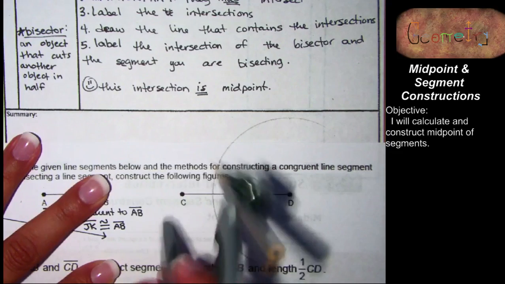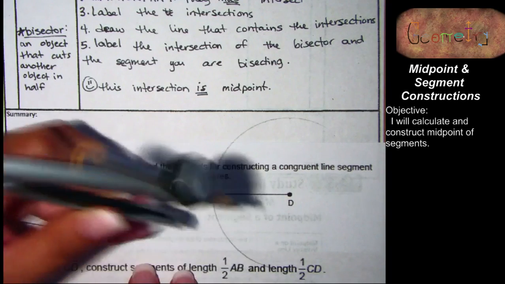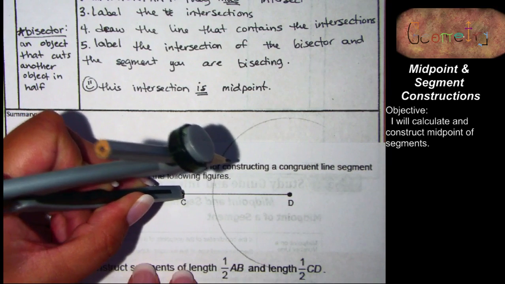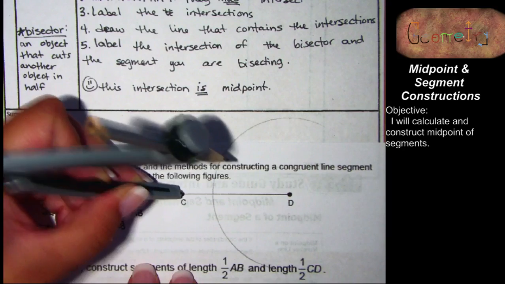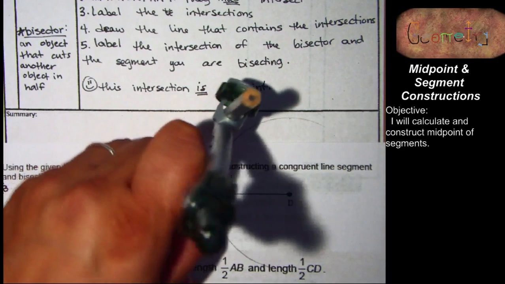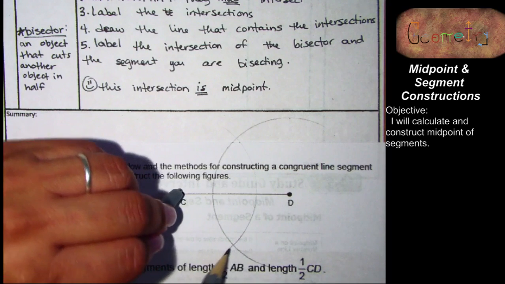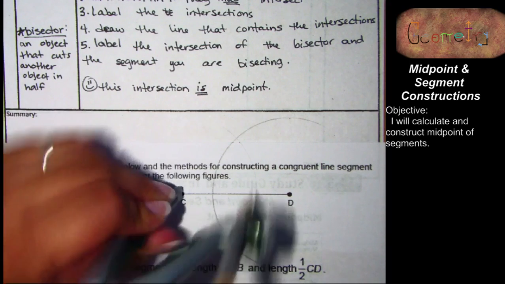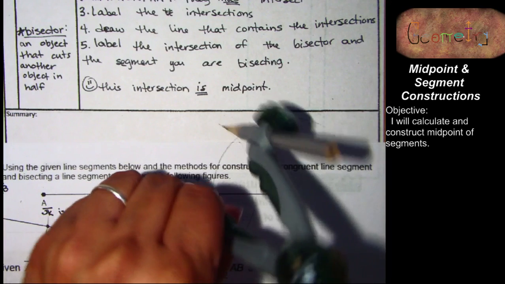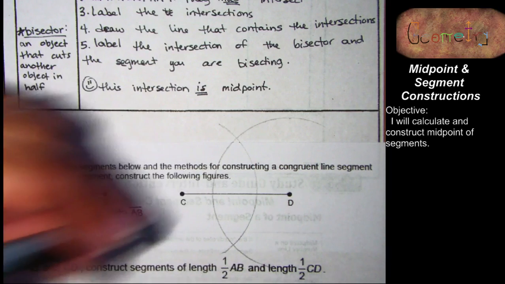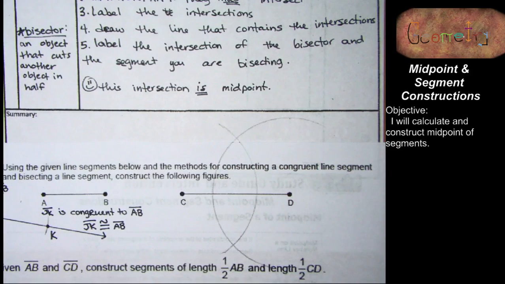Notice it's a big arc that I'm drawing. Using that same radius, I'm going to draw it from the other endpoint. Now I don't have to make this arc as big, I just need it big enough so that I can see those intersections. Kind of looks like a fish. Or an eye? Not really? Okay, that's all right.